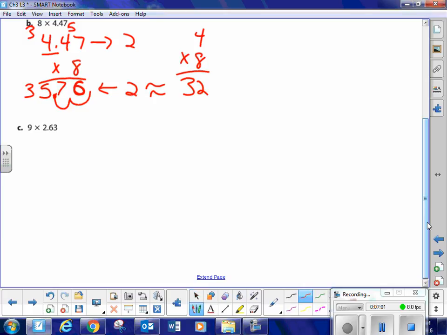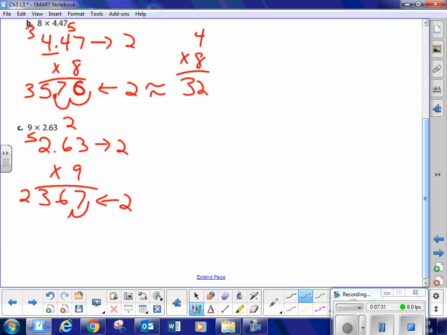Okay, so then we have, last but not least, 2.63 times 9. 3 times 9 is 27. 6 times 9 is what? 54, plus 2 is 56. Carry the 5. 2 times 9 is 18, plus 5 is 23. We have 2 decimals, so we have to give it 2. And we come up with 23.67.